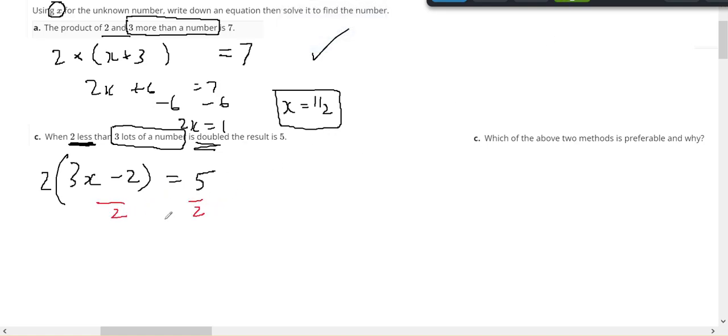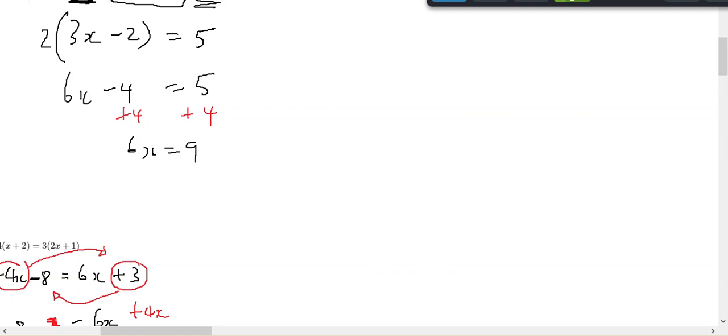So that gives me 3x minus 2 equals, now I might multiply out the bracket first because my numbers are fractions. This makes it a little bit more difficult. So 3 times 2 is 6x, 2 times 2 is minus 4, equals 5. Plus 4 to both sides. 6x equals 9, divide both sides by 6. So that gives me x equals 9 on 6. 3 goes into that 3 times. 3 on 2 is my answer for x.